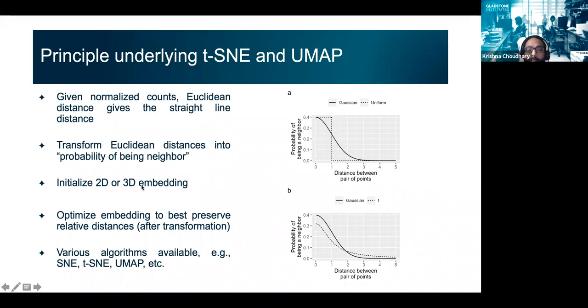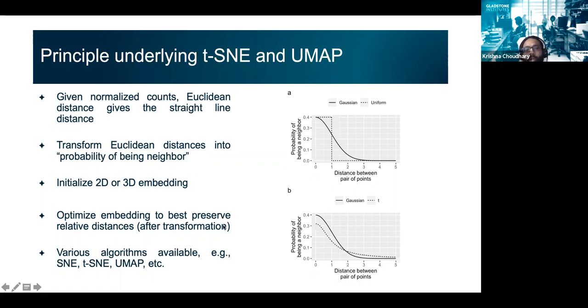But to do the embedding in 2D or 3D, we now have to initialize with some way of putting the points. Commonly, people would put those cells randomly in 2D. That is our starting point. And then we will optimize our embedding to preserve this new notion of distance that we have just defined in terms of the probability of being a neighbor.